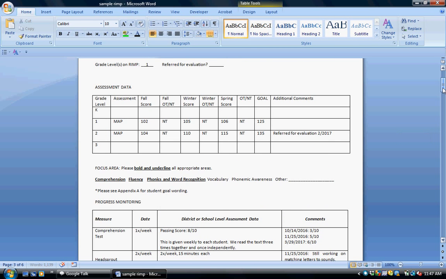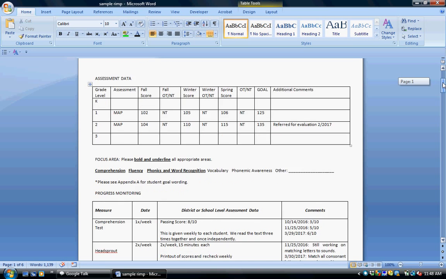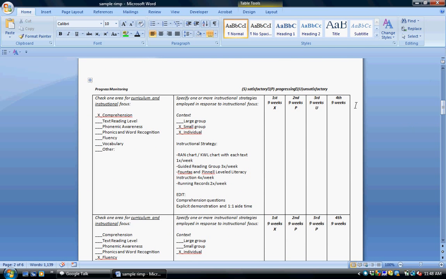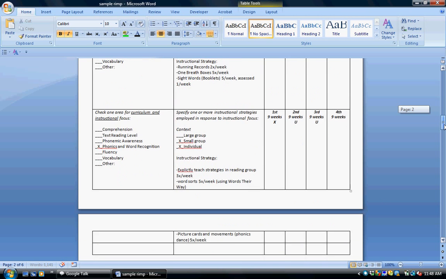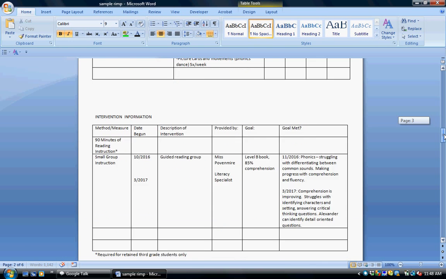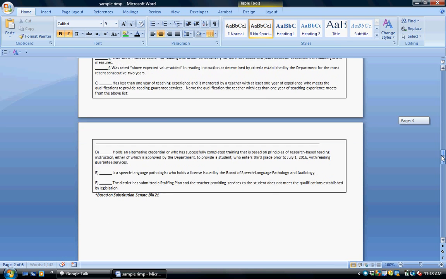Alright. Since it is spring, this is the last time you will have to fill this out. He's still not making the progress he needs to. So, I'm going to look at all this data. 4th 9 weeks, still not there. He is on that fluency 2. He's still not where he needs to be, even though he's made a lot of progress. And he's still not where he needs to be in phonics. So this is where I get to fill out the bottom.